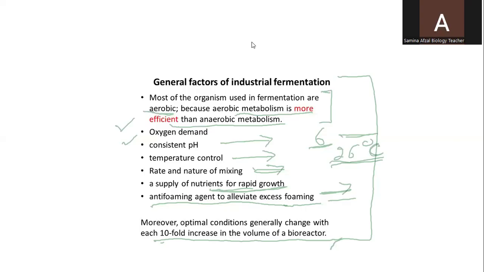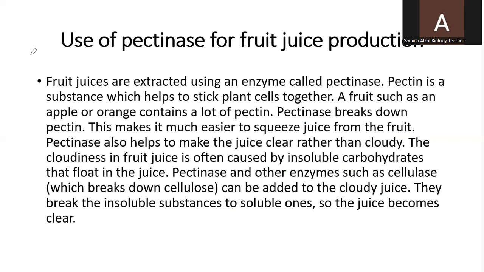Now, next we will discuss the use of pectinase for fruit juice production. Pectinase is an enzyme which is used in fruit juice production. Fruit juices are extracted using the enzyme pectinase, because pectin is a substance which helps to stick plant cells together. So plant cells are joined together with the help of this pectin.